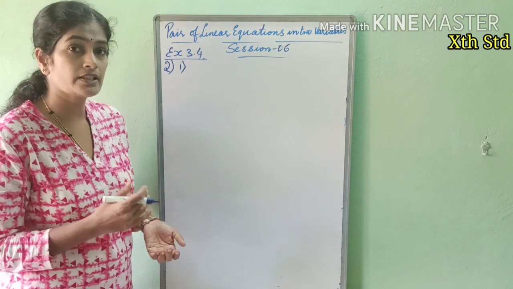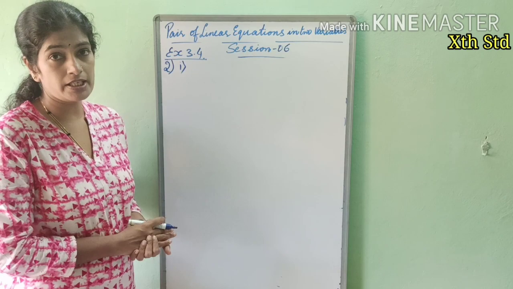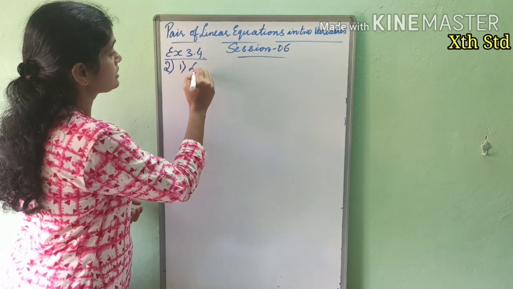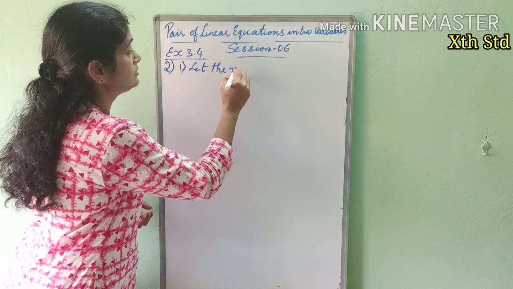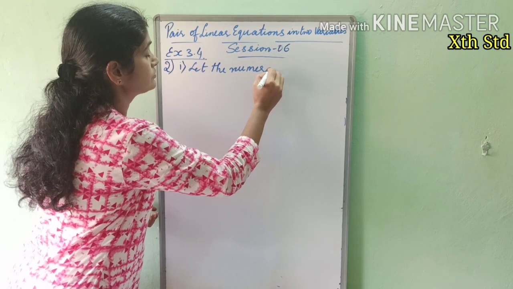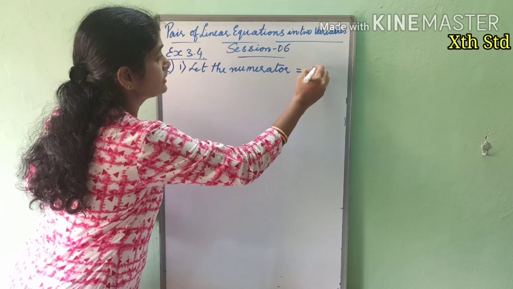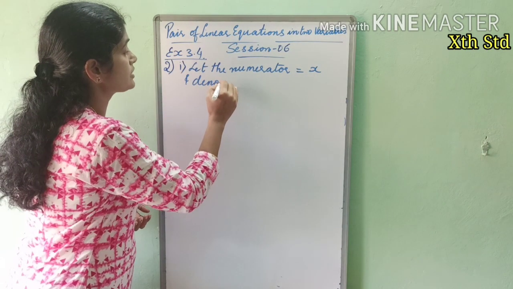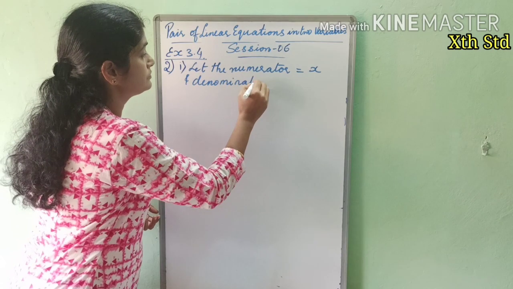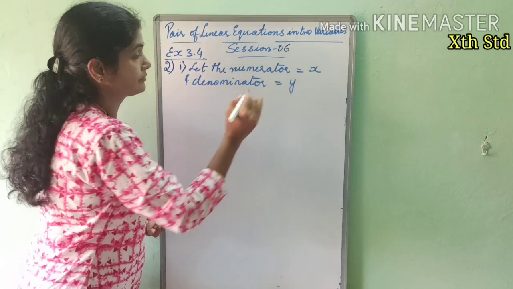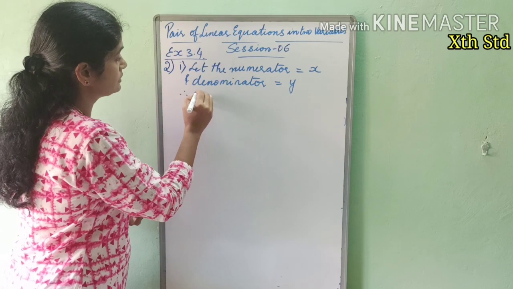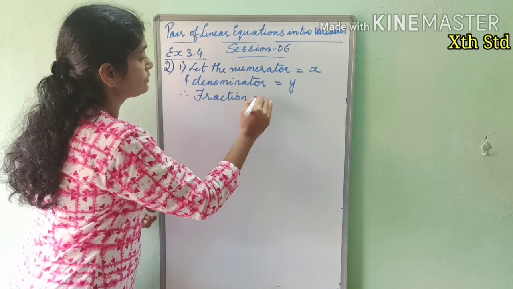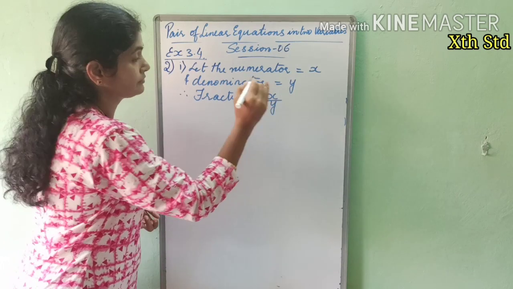So let's take the numerator and the denominator to be x and y. We'll write: let the numerator be equal to x, and the denominator equal to y. Therefore, the fraction is equal to x by y.